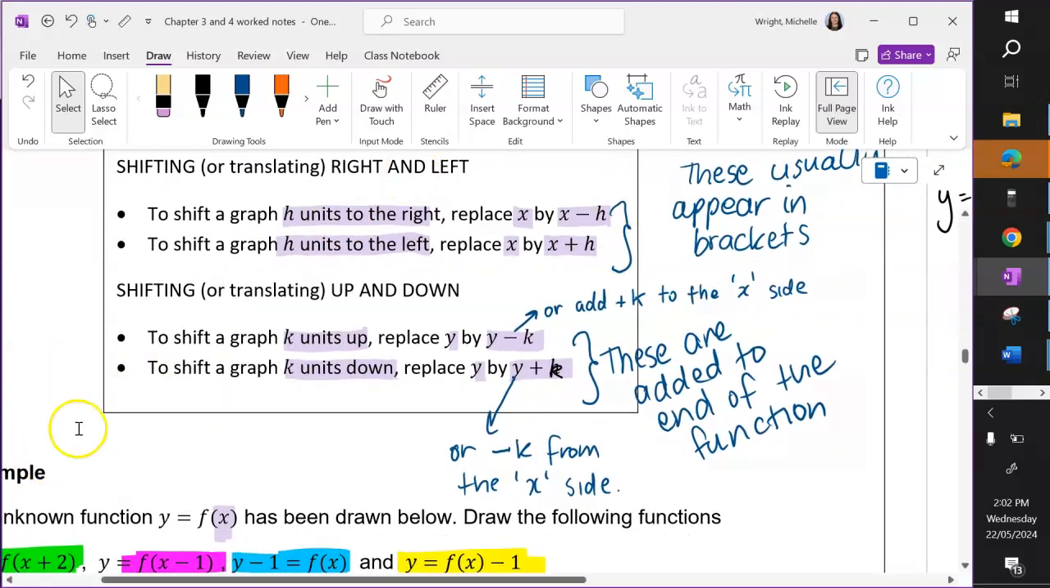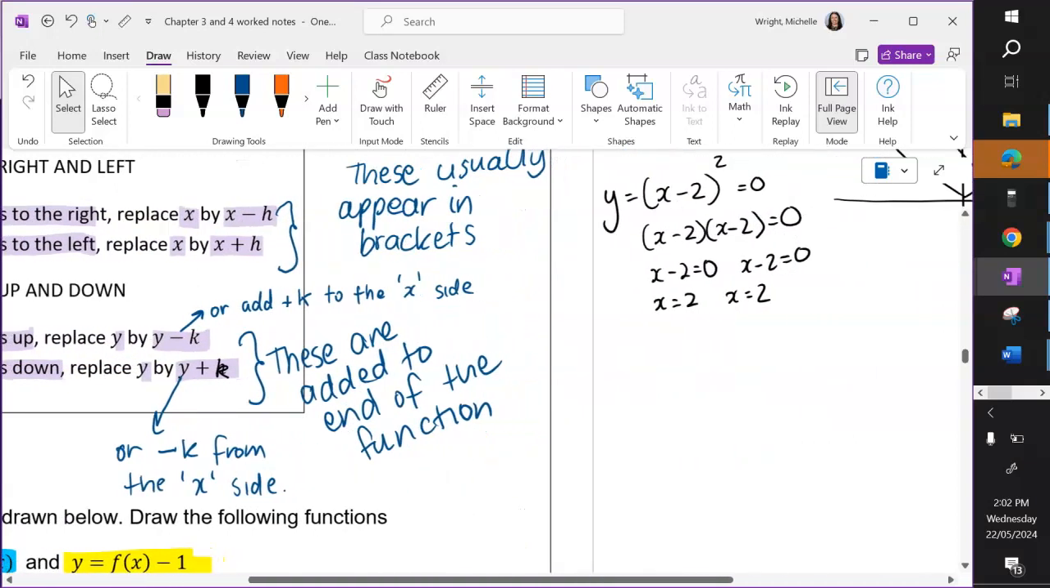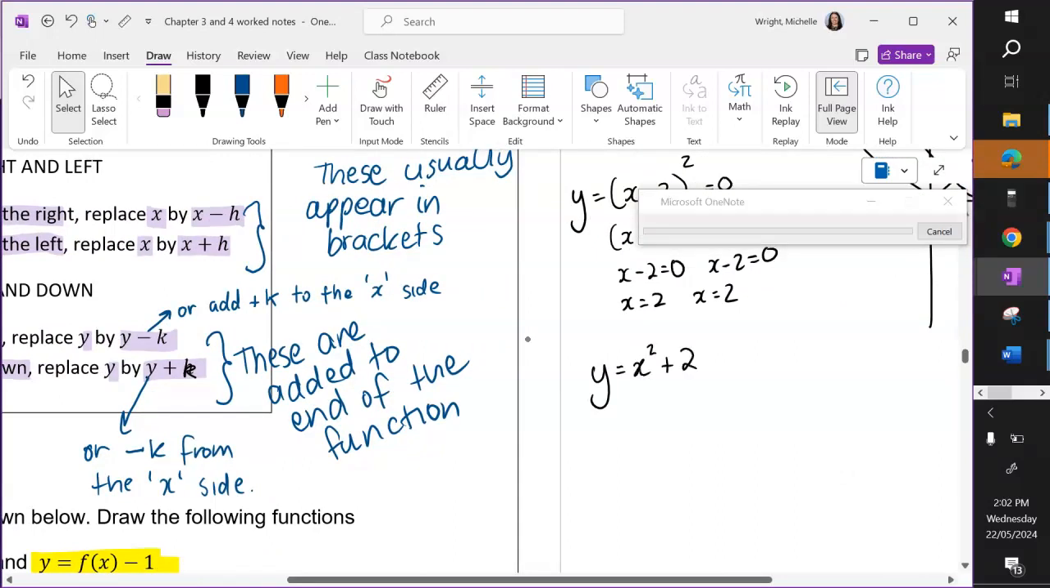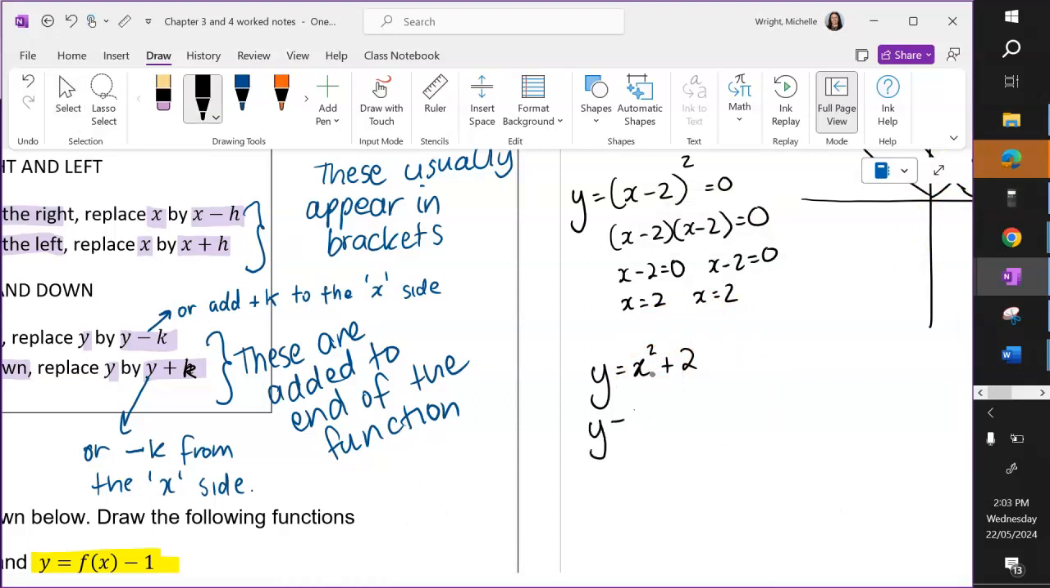If we were shifting or translating our graph up and down, what we'd be doing is we'd be adding an amount or taking an amount off our function that we had. So if we were to shift a graph k units up, we would replace the y by y minus k. For example, this might look something like this. If I have y equals x squared plus 2, what I'm actually saying there is I've got y minus 2 is equal to x squared.